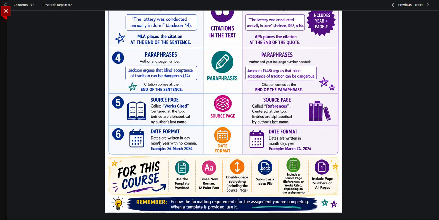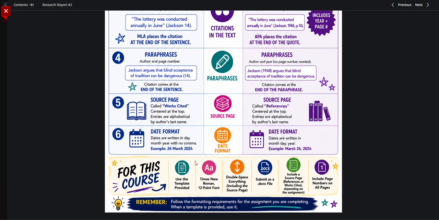And then finally, the date format, which honestly, I'm not as much of a stickler for as other people are. In MLA, they want you to put it in the European date format with the date, then the month, then the year. In APA, they want you to put it in month, date, year, which is much more what we are used to. So I actually prefer the American version, but that's just me.